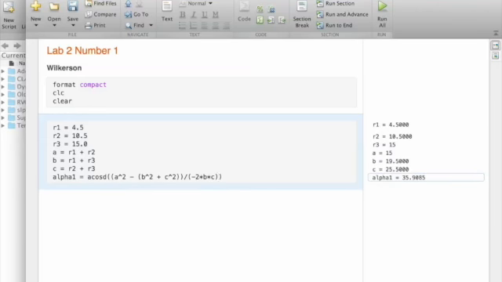And I got 35.9085, which I know is correct. And that should get you started on this homework. So have at it.